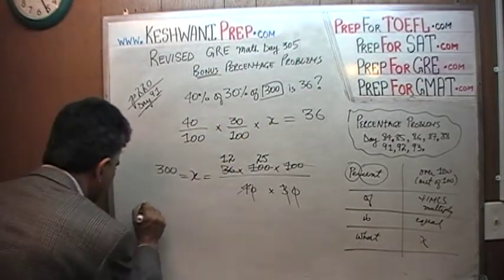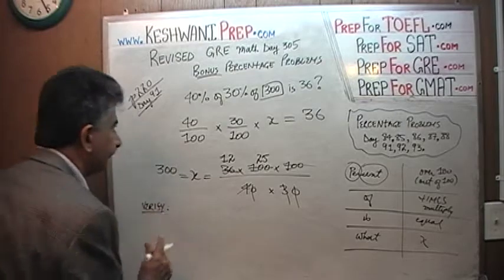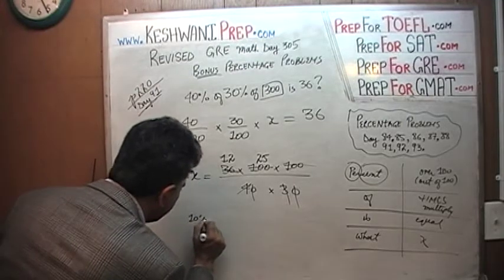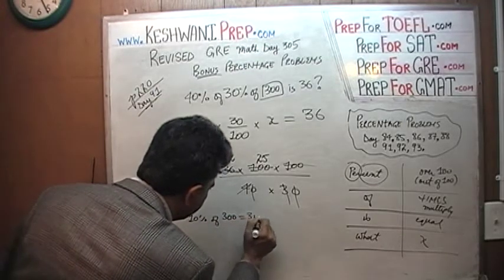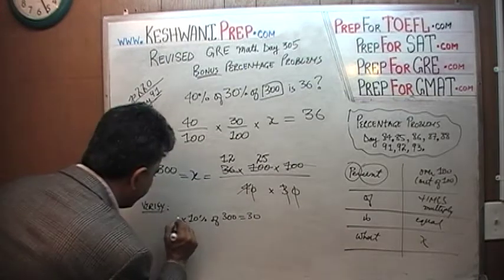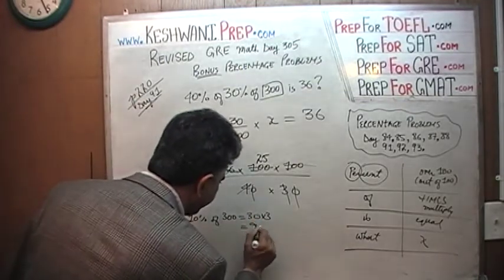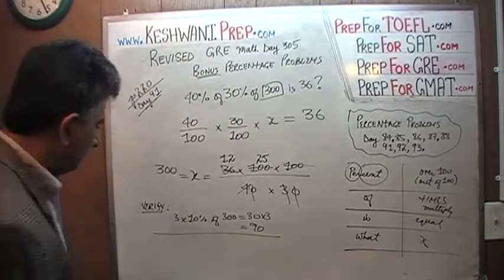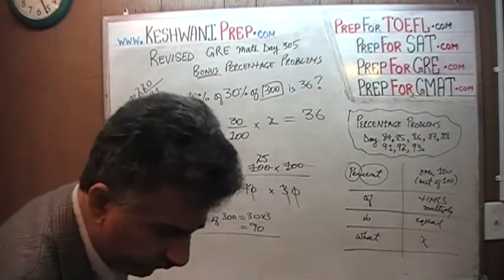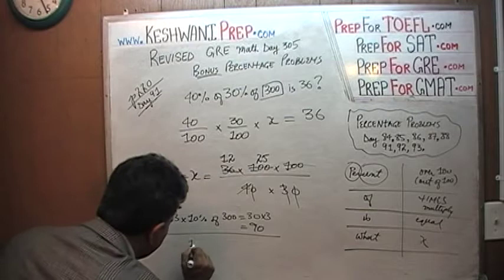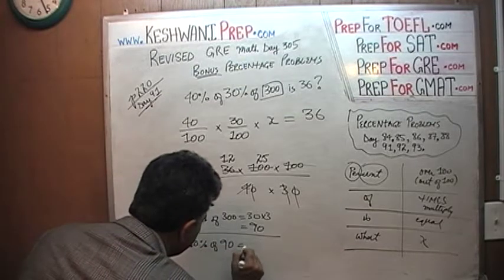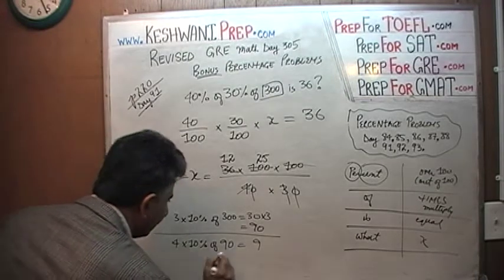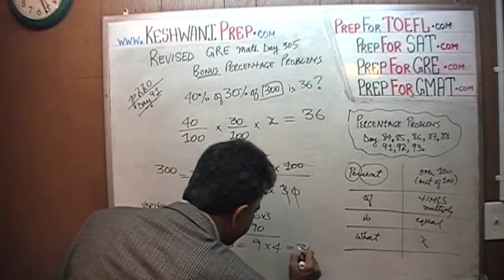Let's quickly verify it. First we have to figure out 30% of 300, which is very straightforward. 10% of 300 is 30, obviously, and therefore 30% is going to be 3 times as much, which is 90. And now we have to show that 40% of 90 comes out to be 36. Again, we know 10% of 90 is 9, of course, and therefore 40% is going to be 4 times as much. 36, voila.